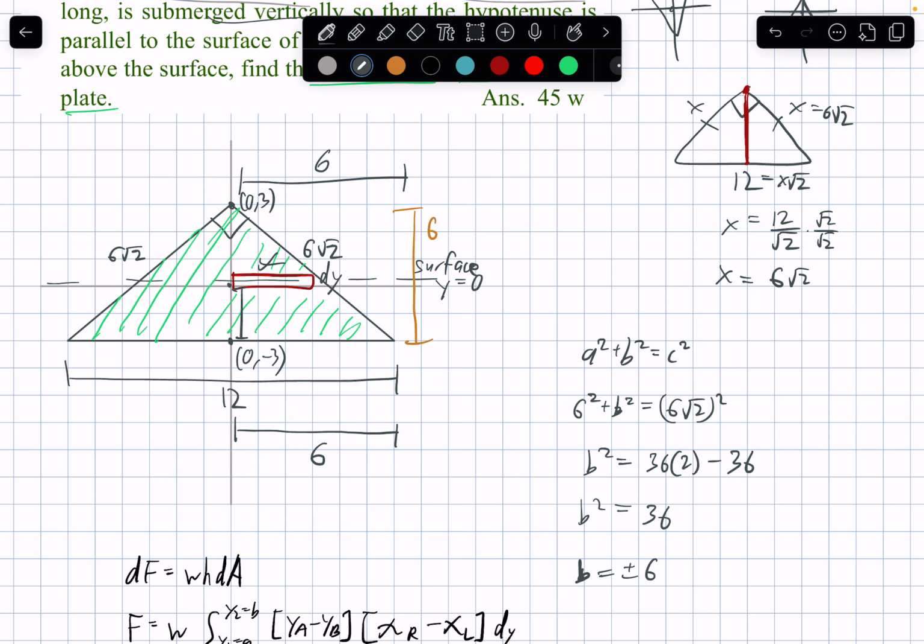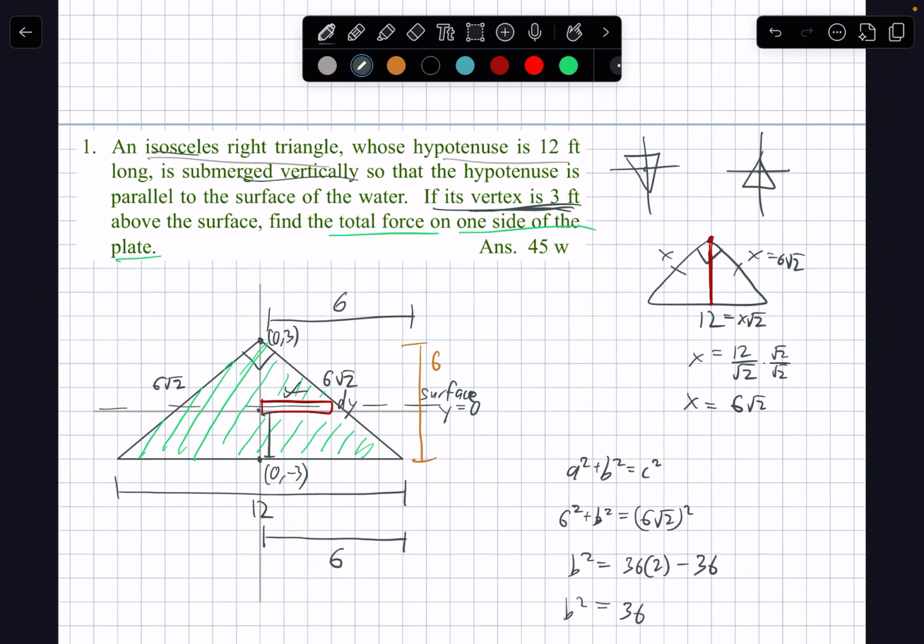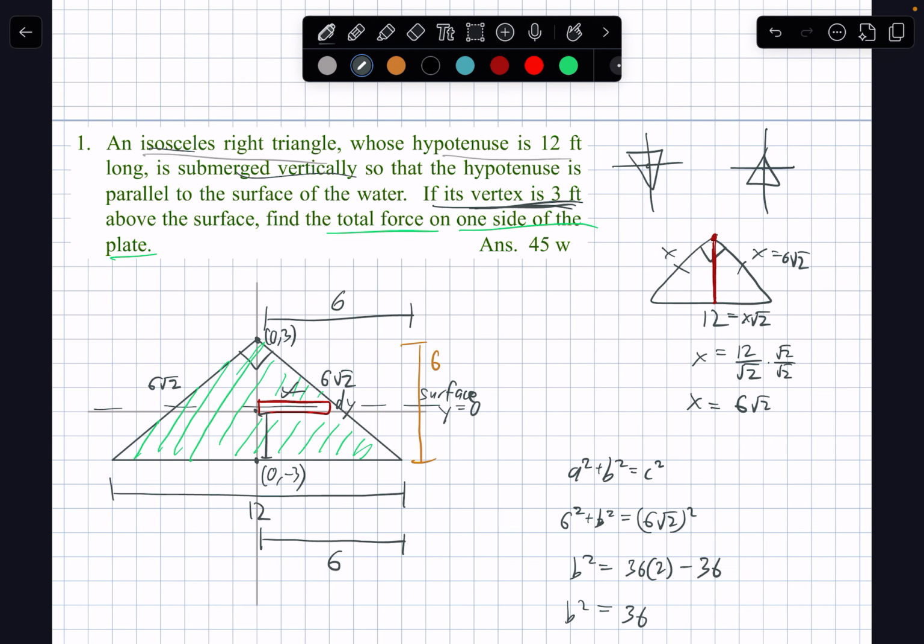I think it's just y itself, although I'm not sure. Correction. We are only going to account for whatever is submerged. Now it makes more sense. Find the total force on one side of the plate.